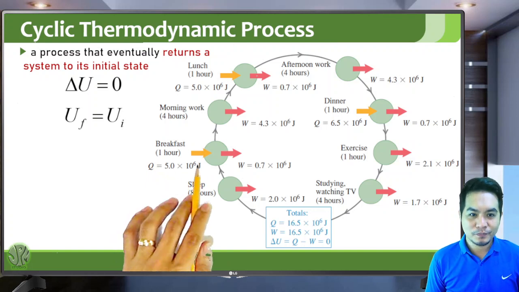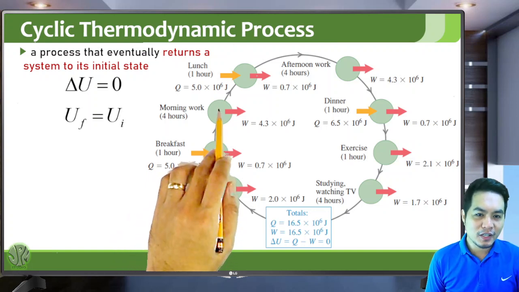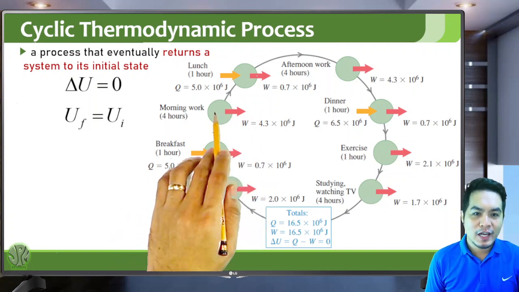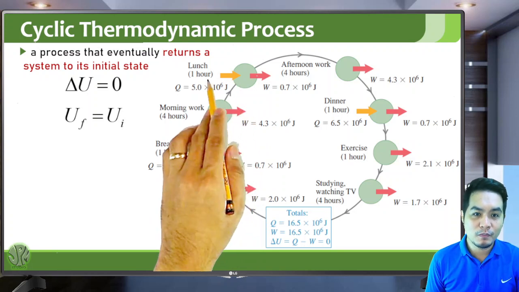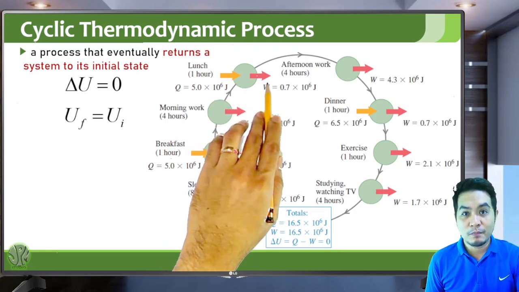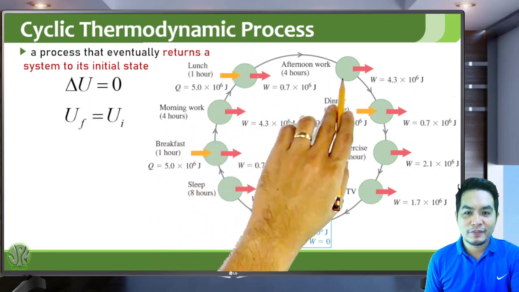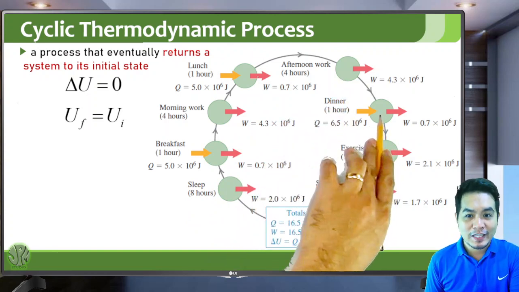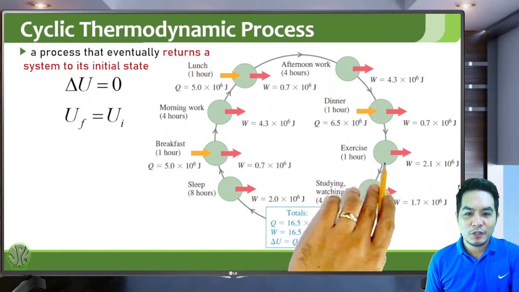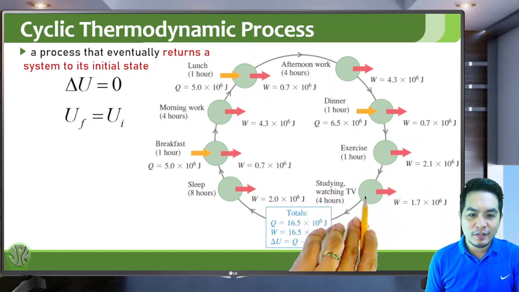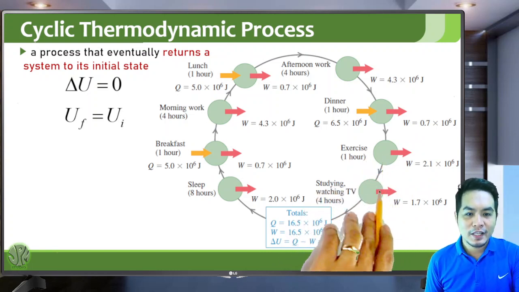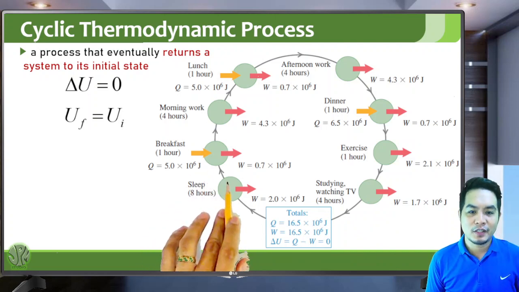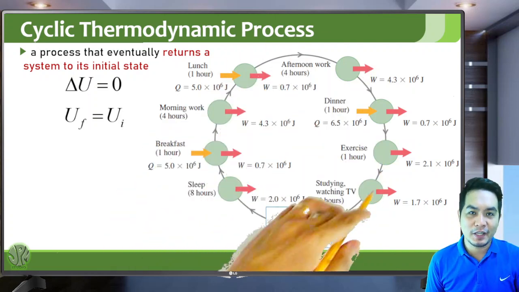that you absorb. And then you do your morning work, and then you go to lunch again, you absorb a large amount of heat, you do some work, and then your afternoon work, and then dinner again, you eat some food, you absorb some heat, and you do some work. And then you exercise before you go to bed, and then you watch TV, and then you sleep for 8 hours again. And it's a cycle.